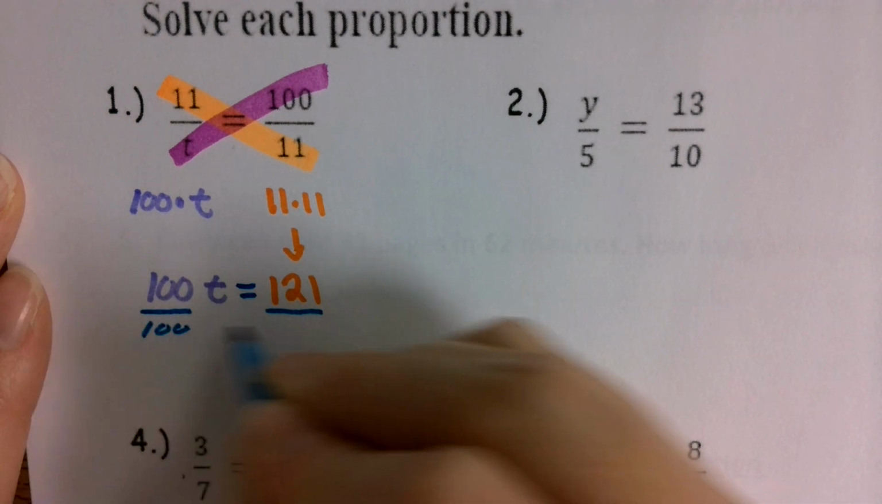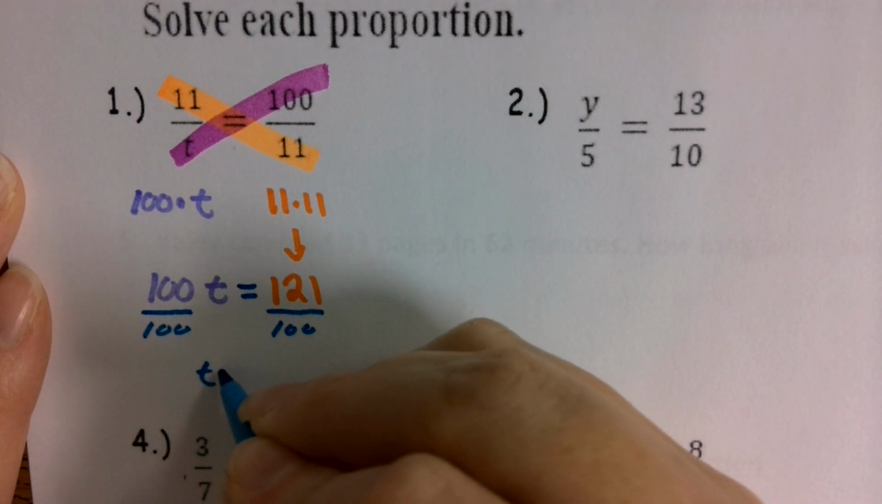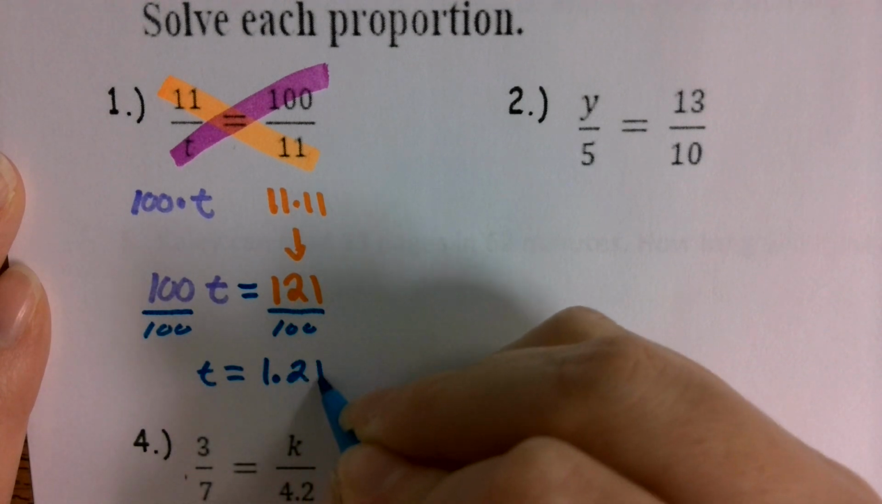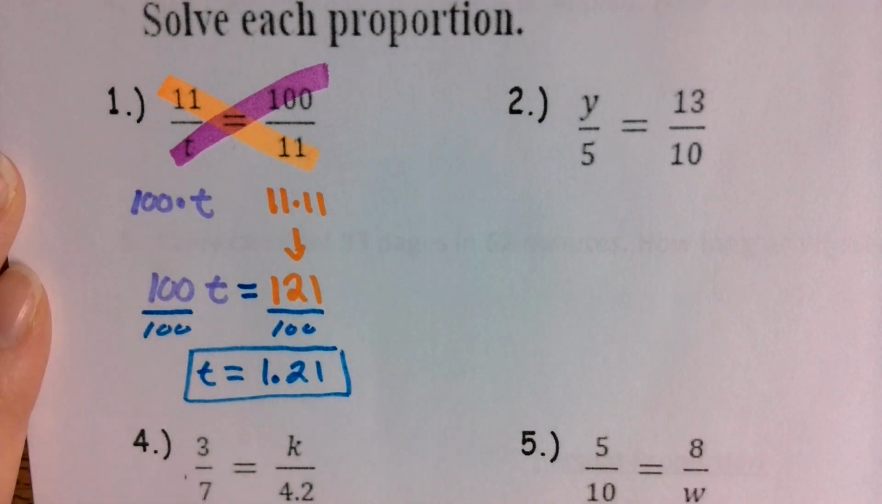And it's okay if you get a decimal. Perfectly fine to get a decimal answer. You're going to get 1.21 as your answer. Let's do one more together, okay?